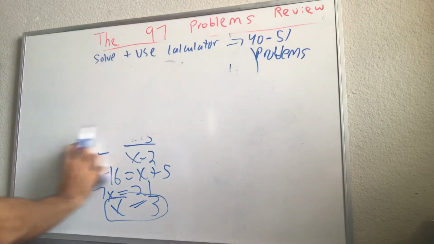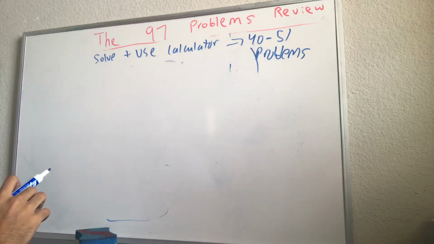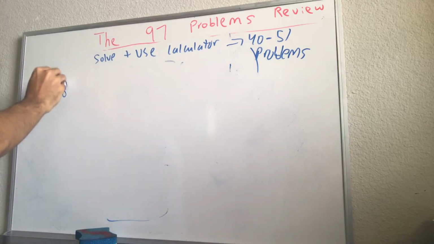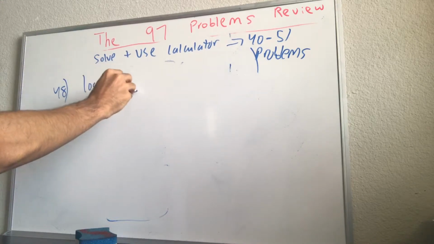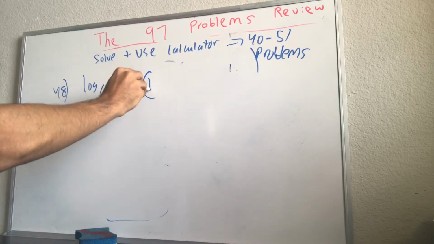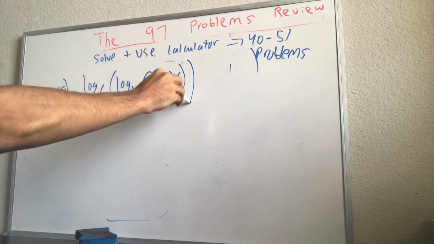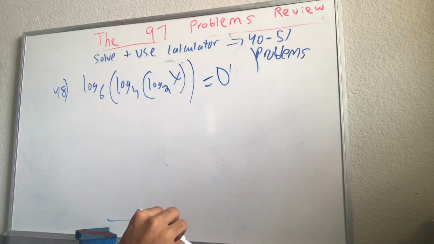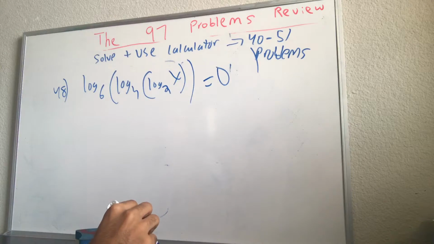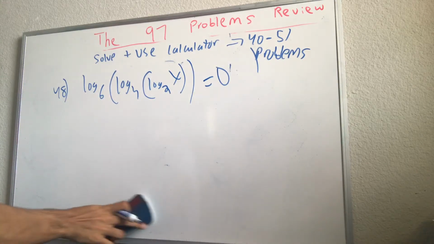Again, have your calculator for this possible question here. So here we have log base 6 of log base 4 of log base 2 of x, that is equal to 0. So this is what we have here, right? And so this seems to be overwhelming, and what happens is people use their calculators, but if you think about it, it's not really required.